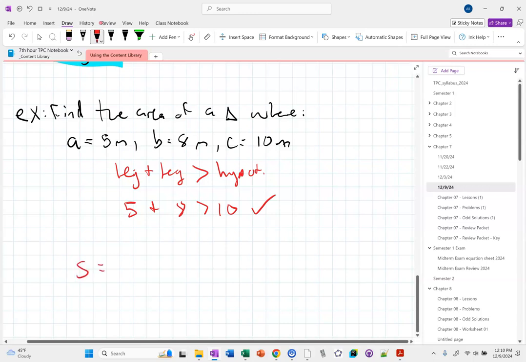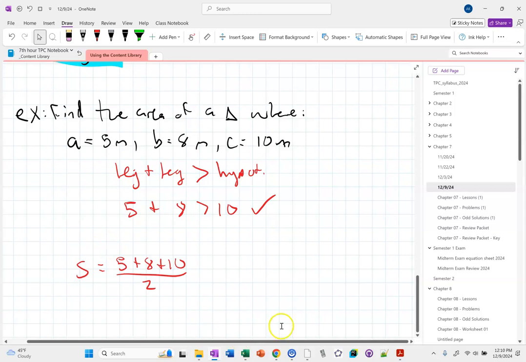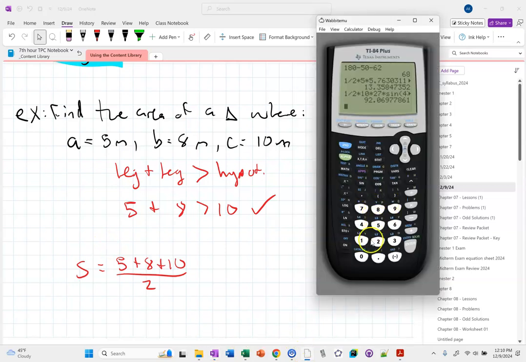So now compute my S. So that's going to be 5 plus 8 plus 10 divided by 2. Now I want you guys all to pay very close attention here while I do this. So I typed in 5 plus 8 plus 10 divided by 2 in my calculator. I got 18. Is that right? No, right? How is that number going to be bigger than any one of the three side lengths? What's my mistake?